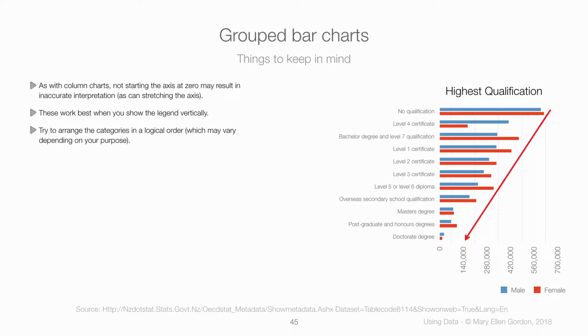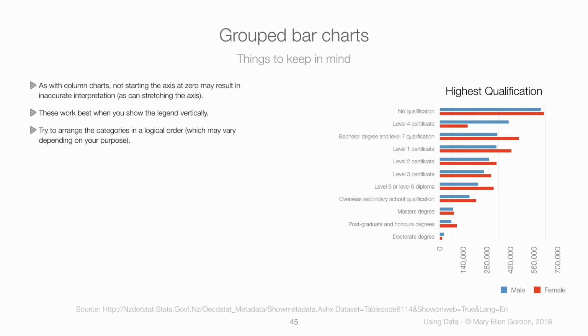But if what we're interested in is something like what proportion of men and women have different levels of qualifications, then it would be good to array it in terms of order of qualification rather than just what the most people had. Even then, we would want to think about whether no qualification is at the top or doctorate degree is at the top. Depending on our purpose, it might be one way or the other.